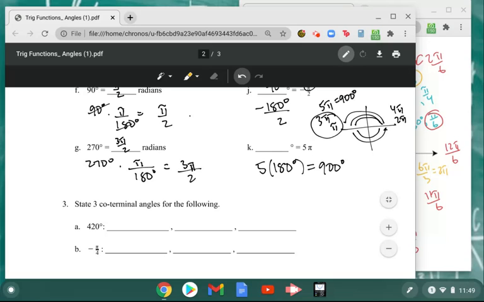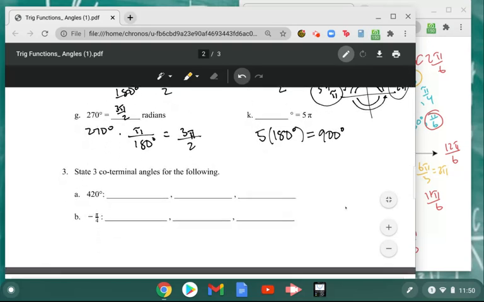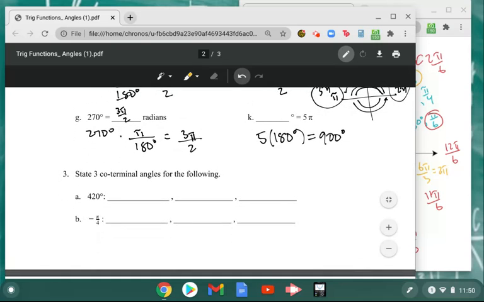And we also saw that these two are coterminal angles, 4 pi and 2 pi. There are infinitely many coterminal angles. Let's go ahead and come up with some coterminal angles for number 3 here. So we want some coterminal angles for 420 degrees.